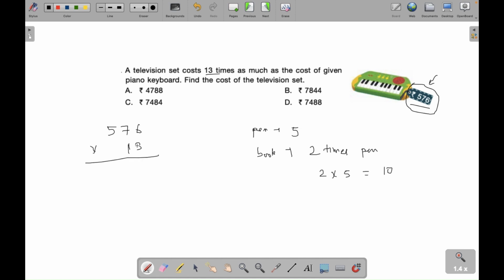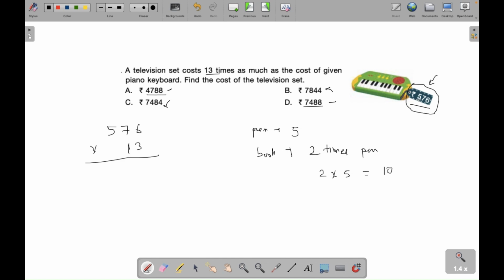Again, if you check the unit digit, 3 sixes are 18, so 8 will be the unit digit. So you can safely eliminate this and this. Now you are only left with two options. So either 4788 or 7488, right? There is one more way to quickly guess. Because these are very far apart, 4788 and 7488, right? So they are very far apart.